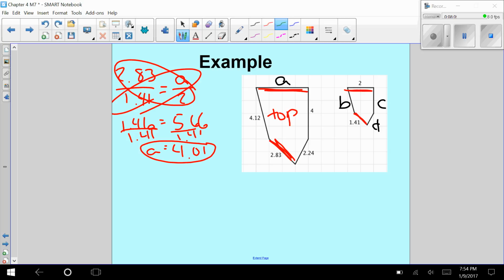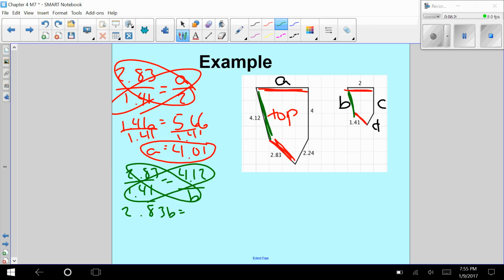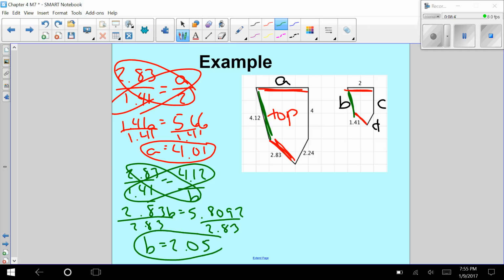Now let's look at side B. I'm going to start with the same ratio, 2.83 over 1.41 equals, B goes with 4.12, 4.12 goes on top. Cross multiply, 2.83B equals 1.41 times 4.12, which is 5.8092. Divide both sides by 2.83. You may have to round your answers, so B equals 2.05. Always round to 2 decimal places unless it specifically says otherwise.